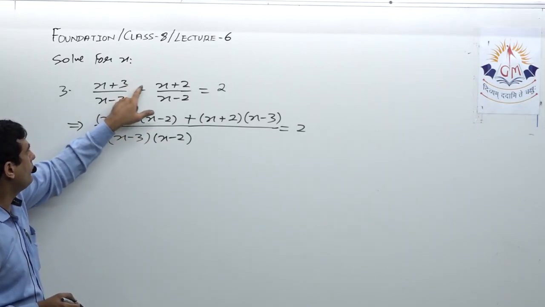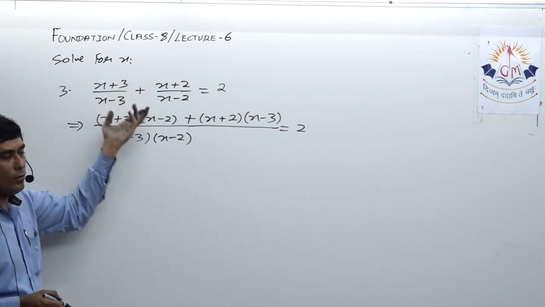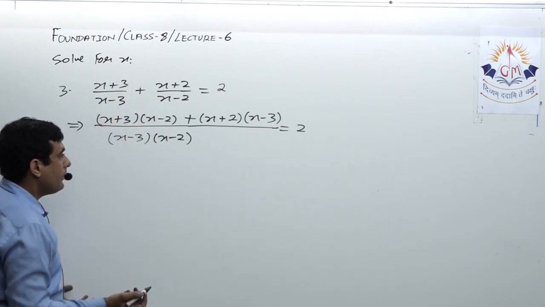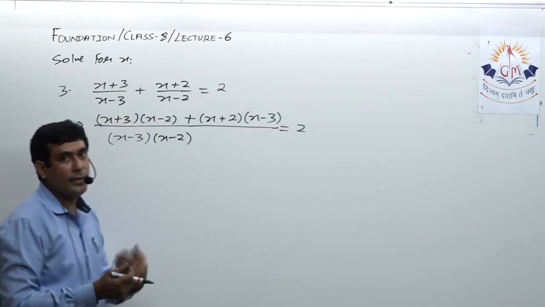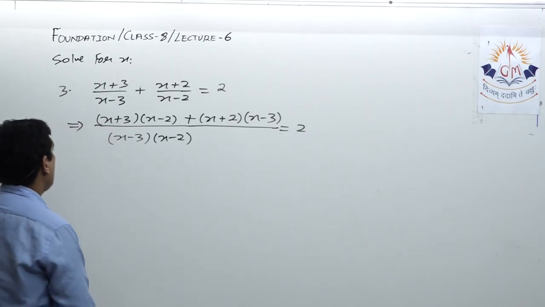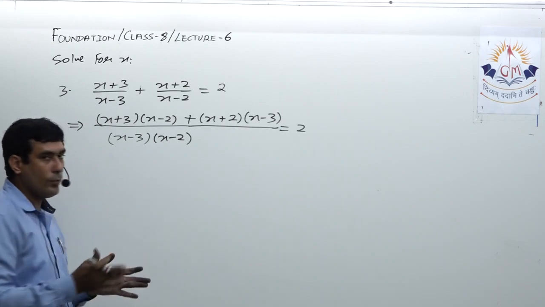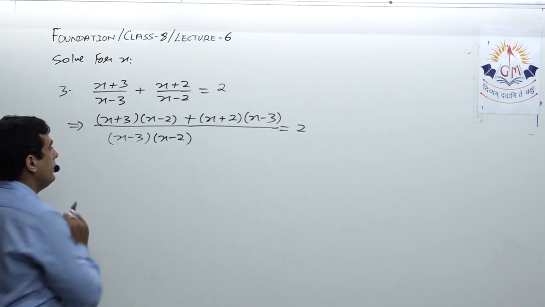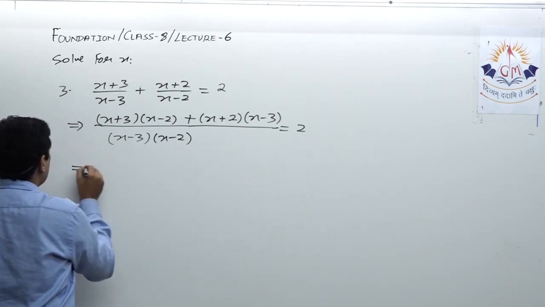Okay, when we take the product as the LCM, then the numerator can be written in this way: product of these two, product of these two. See, all these things I'm considering that you already know, that's why you are attending the lectures of foundations. Okay, that means you are clear with your basics, then you are only attending these lectures.